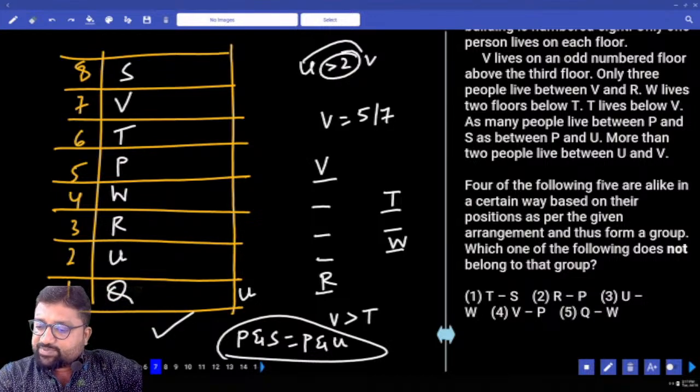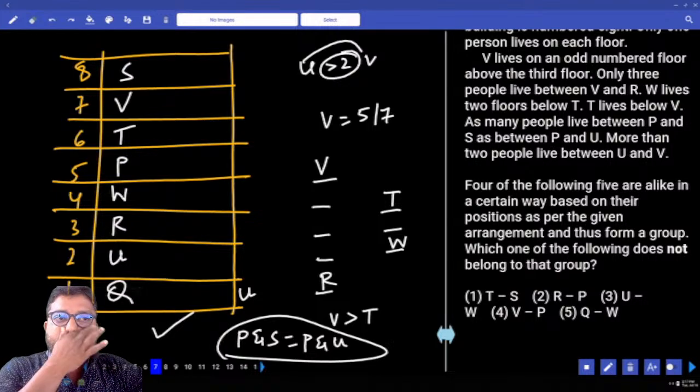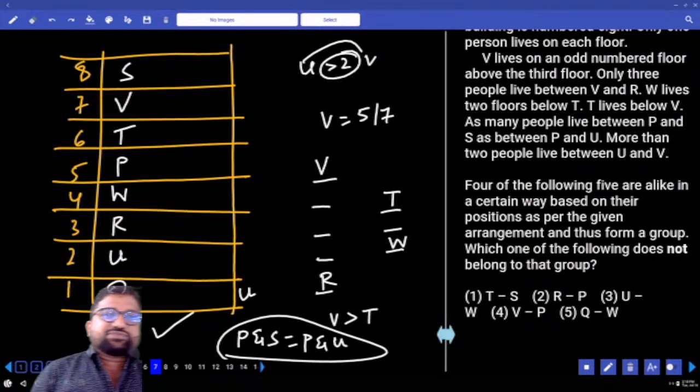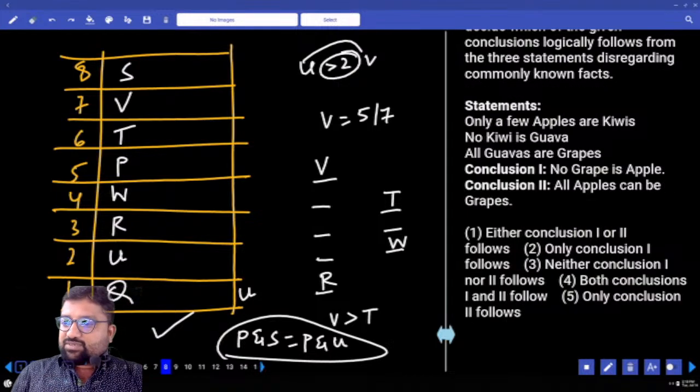Question number 7, 4 out of the following 5 are alike in a certain way based on their positions as per the given arrangement and thus form a group. Which one of the following does not belong to the group? T and S. How many floors between T and S? 1 floor. R and P, 1 floor. U and W, 1 floor. V and P, 1 floor. Q and W, there are 2 floors. So which option is my answer? 5th option.